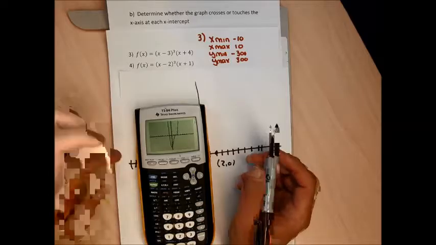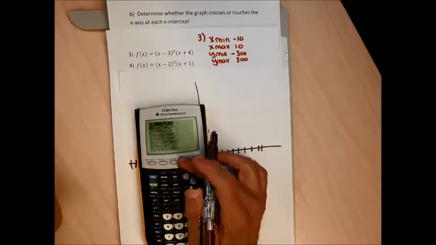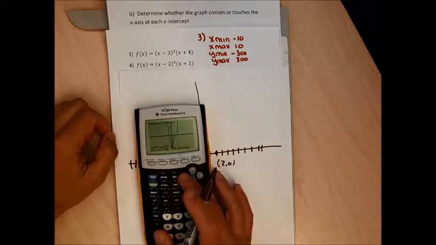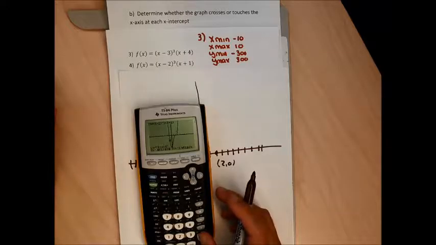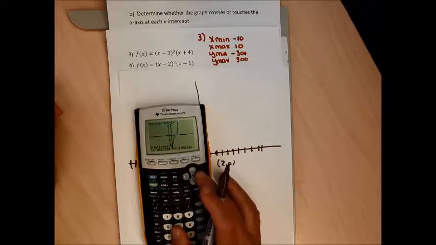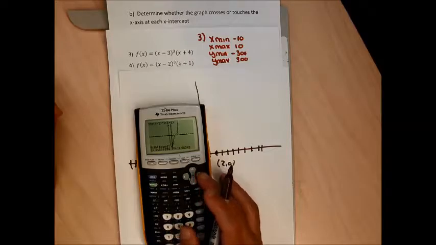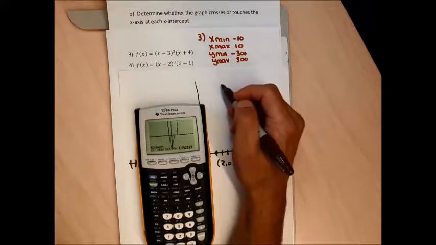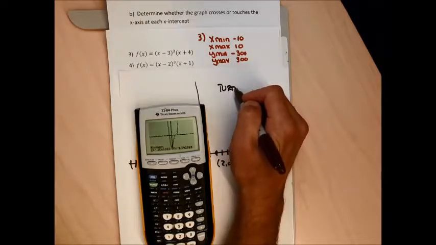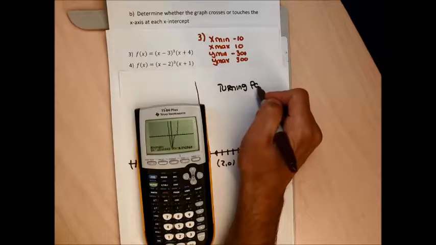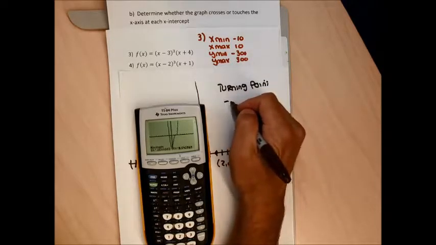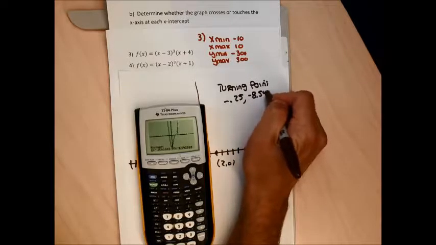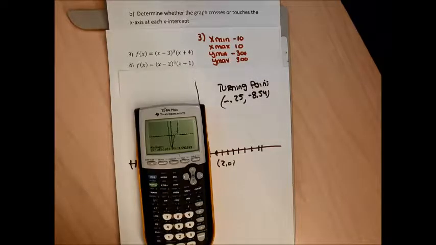It's a minimum point. I'm going to find it by going second, Calc, going down to option 3 that says minimum. I'm going to use my left arrow, trace to the left of the low point, then hit enter. Use my right arrow, trace to the right of the low point, and hit enter, and then get close to the low point and hit enter. And the turning point that I'm going to need to plot on my graph is the point negative 0.25, comma, negative 8.54.